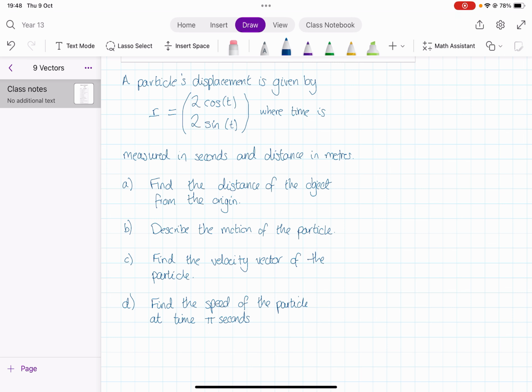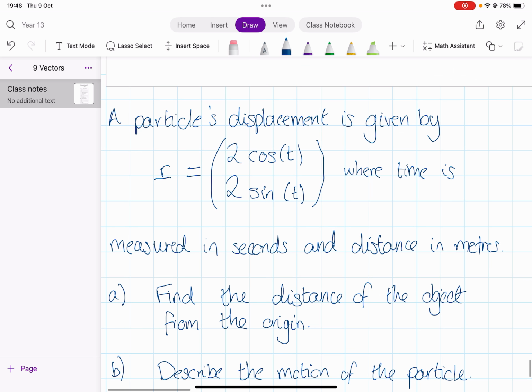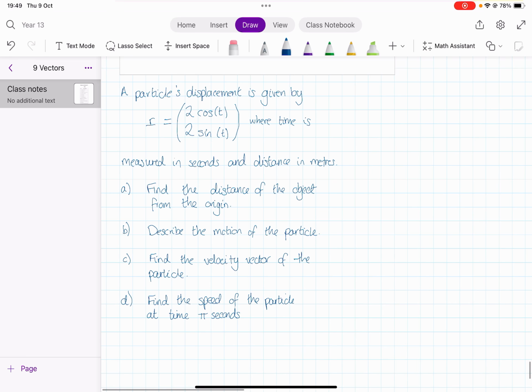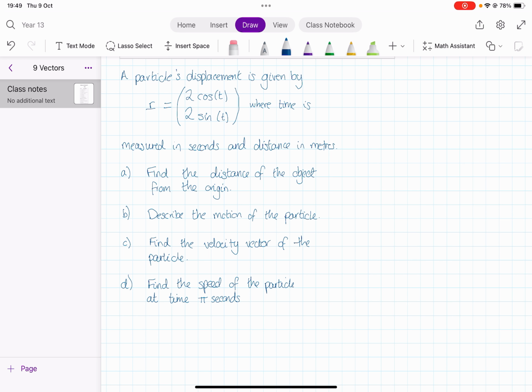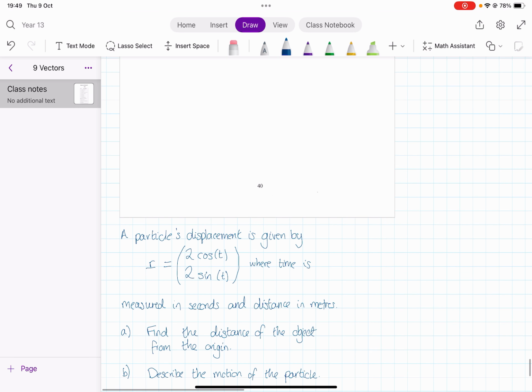So we can see that we've got a displacement vector here. You'll notice that there is a cos and a sine function in our vector. First of all, we're going to find the distance of the object from the origin. You'll know by now that to find the distance, we do the magnitude. So you might want to stop the video and have a go at that.